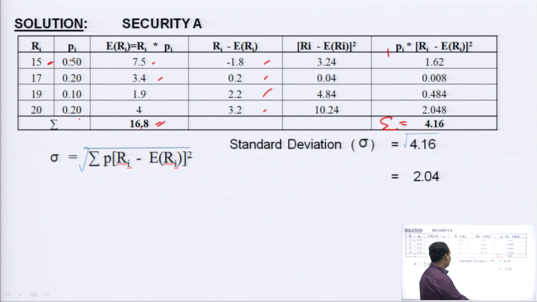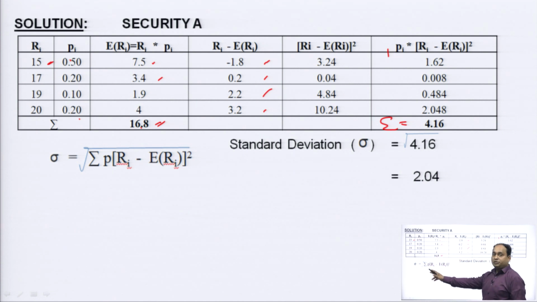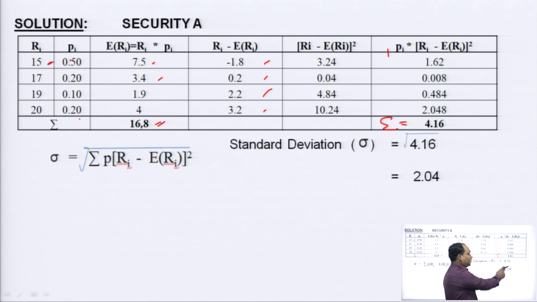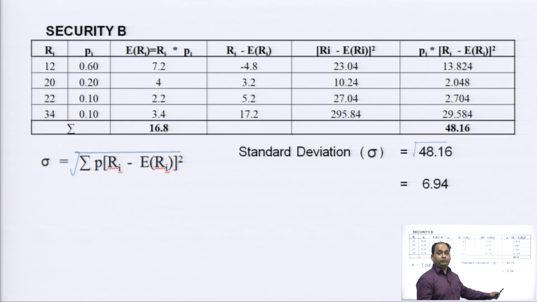Now we put in the formula. Standard deviation is the square root of the summation of probability multiplied by the deviation squared. We are getting a variance of 4.16, so the answer will be the square root of 4.16, which is 2.04. This is the value of standard deviation for security A. We do the same calculation for security B.